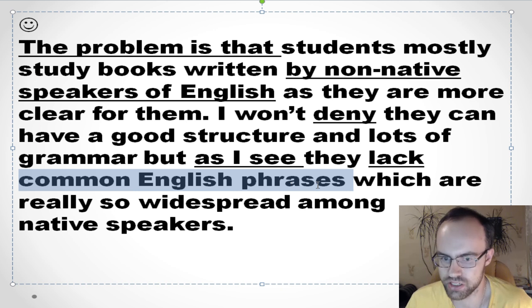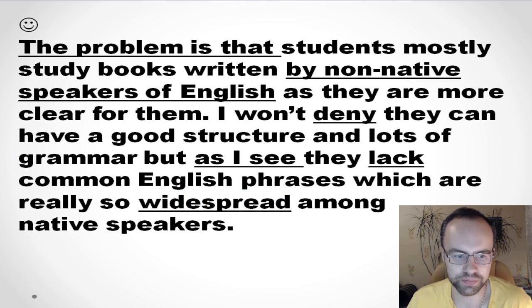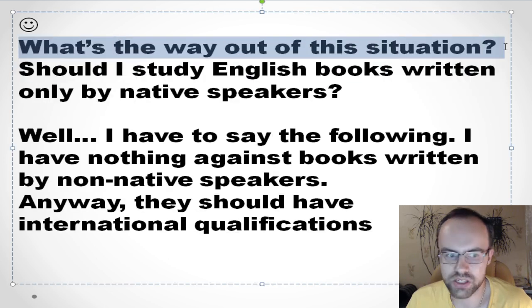I mean English phrases which are really so widespread, so common, or so popular among native speakers. It's the problem. So we have these books, these materials, but the phrases and sentences which are used here aren't so natural. So it's a problem. I often meet this thing, okay? So what's the way out of this situation? What can we do?